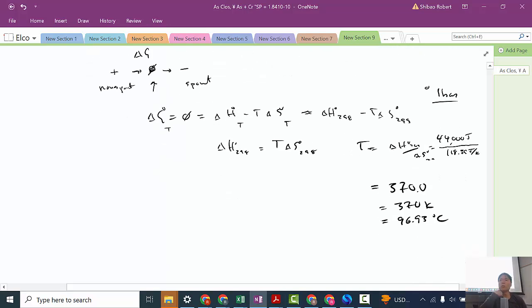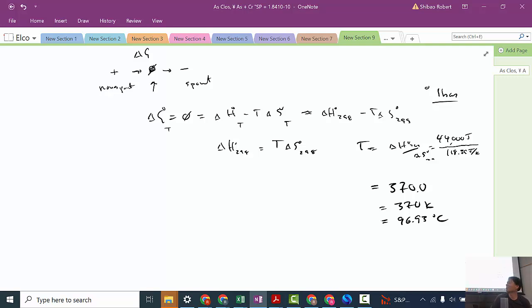Do you know the boiling point of water at 1 bar? I know the boiling point of water at 1 atmosphere. What is the boiling point of water at 1 atmosphere? 100 degrees C, 373 Kelvin. This is boiling. But is a bar smaller than an atmosphere, or is a bar bigger than an atmosphere? It's a little bit smaller. Since the bar is a little bit smaller, the boiling point of water under standard conditions is a little bit lower than 100 degrees C.